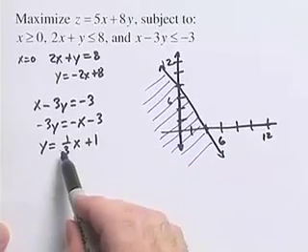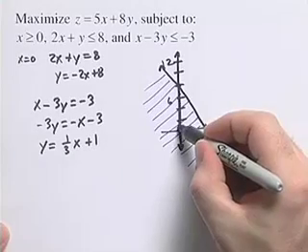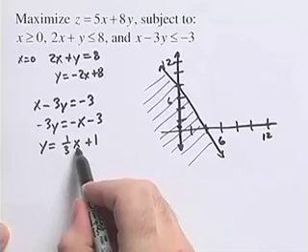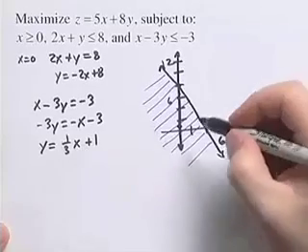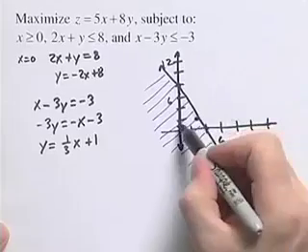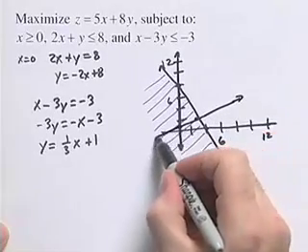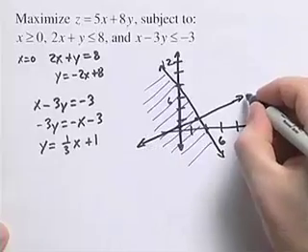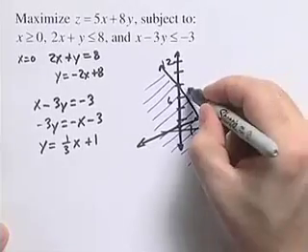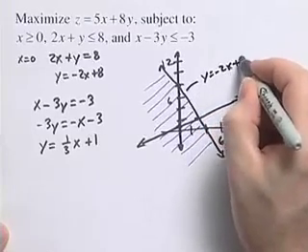We need a couple of points again. If we let x equal 0, y is equal to 1. That'll put us right there. And if we let x equal 3, then y will equal 2. So 3, 2. I'm going to go ahead and graph that. So here we have y is equal to 1/3 x plus 1. And this line is y equals negative 2x plus 8.